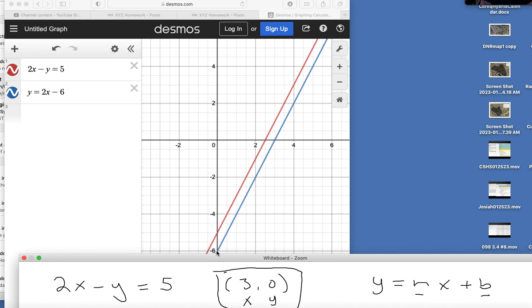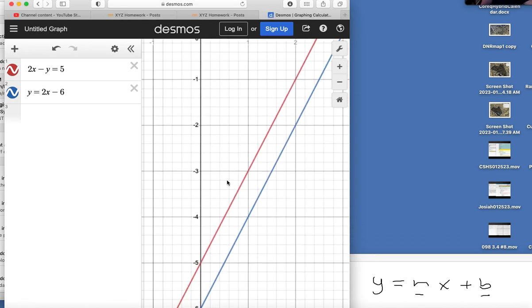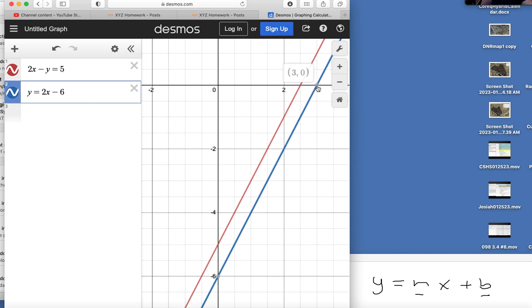It's going over, let's see, it's easier if I get, there we go. So it's going over 1 and up 2, and it does go through the point (3, 0) right there. So there's a nice graphing tool if you haven't met that one.